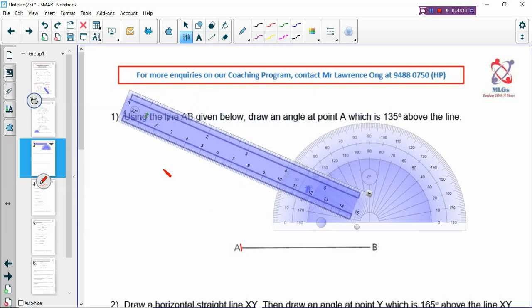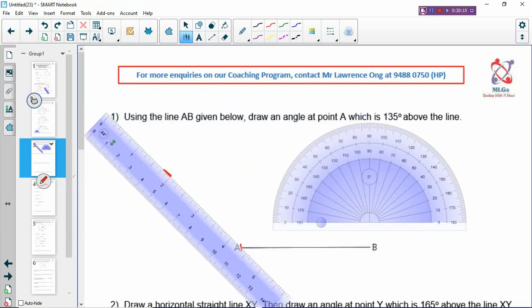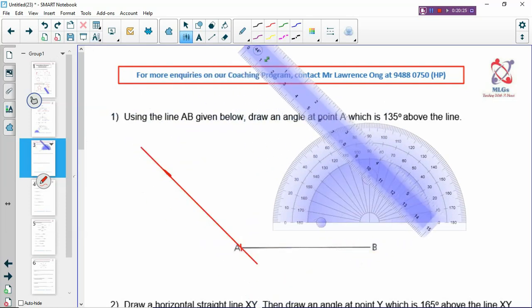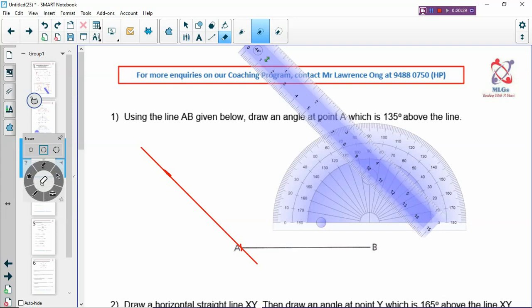And then what do you do? Take your ruler and draw a straight line that cuts through the marking and also cuts through the starting point of the line. Okay, and that is your angle already, right? Whatever extended line that is not necessary, you just erase it.